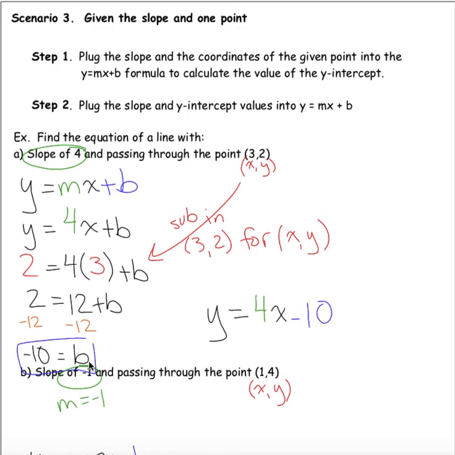And then we plug this back into our equation. So we now take our slope and our y-intercept and put them into the equation. So we get y equals 4x minus 10.